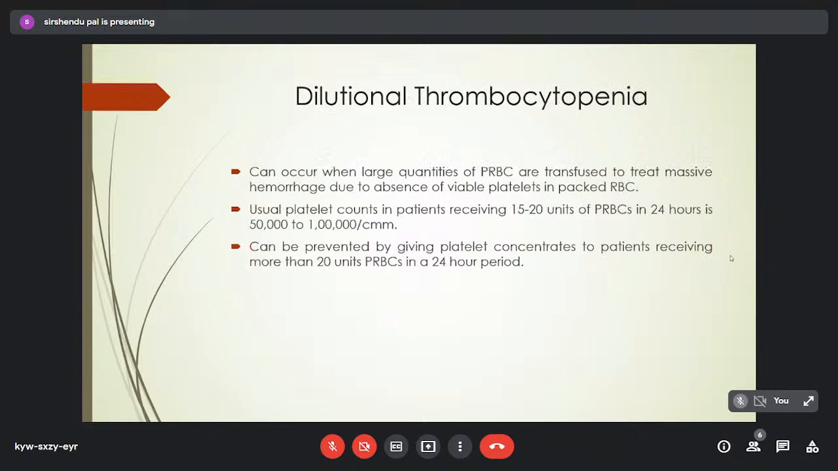Coming to dilutional thrombocytopenia, it can occur when large quantities of packed RBCs are transfused to treat massive hemorrhage due to absence of viable platelets in the packed RBCs. This can be prevented by giving platelet concentrates to patients receiving more than 20 units of packed RBCs in a 24-hour period.